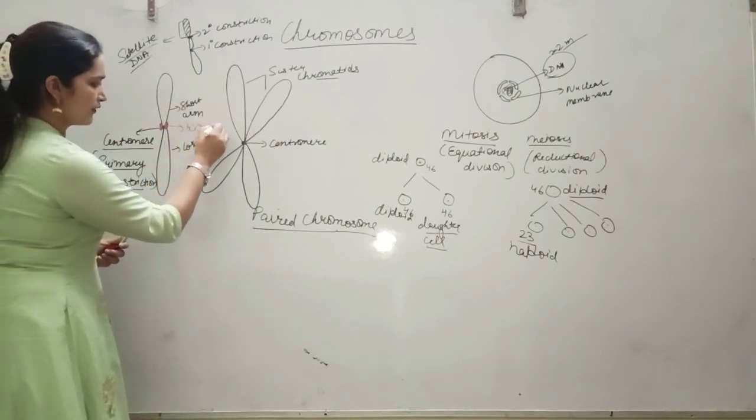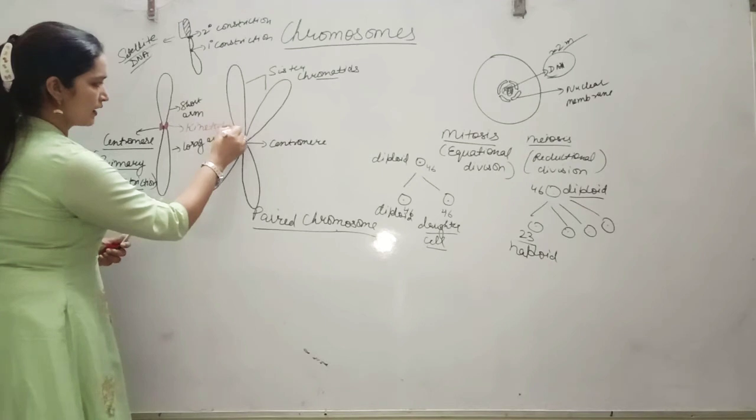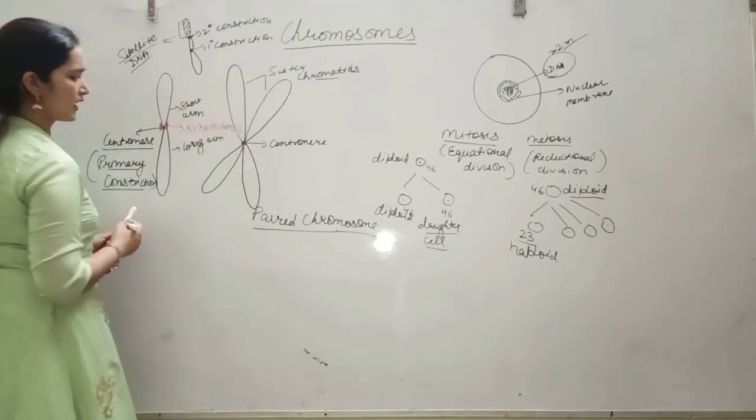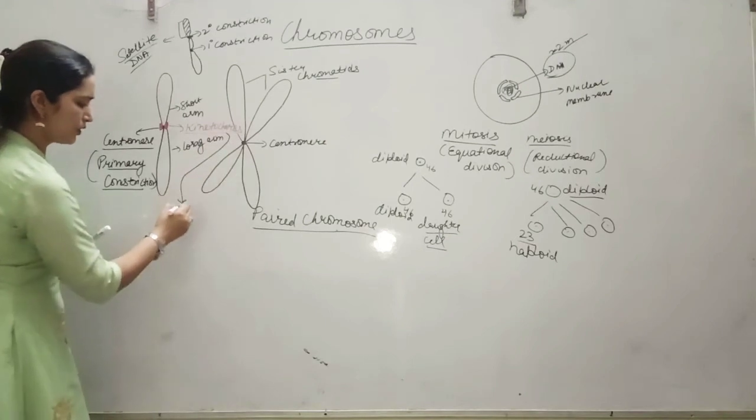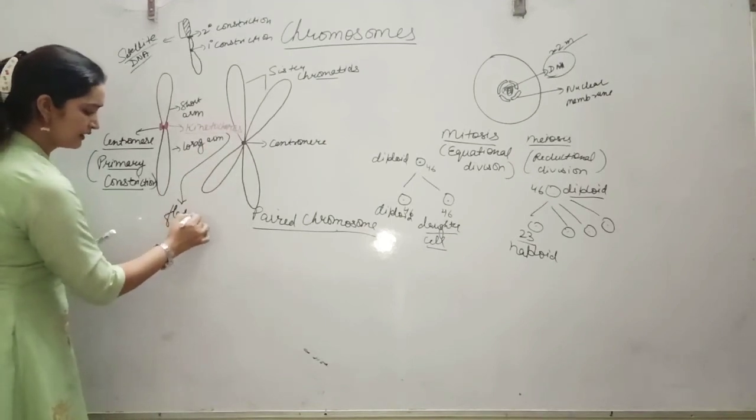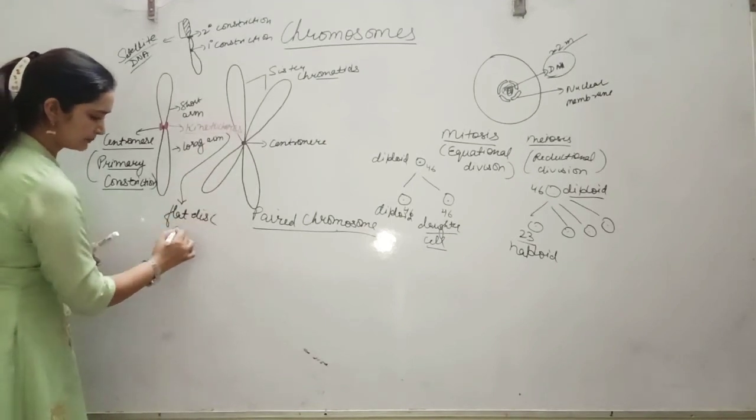Now, disc-like structures are also present along the lateral sides of the centromere. These are called kinetochores. Very important. What are kinetochores? Flat disc-like structures.